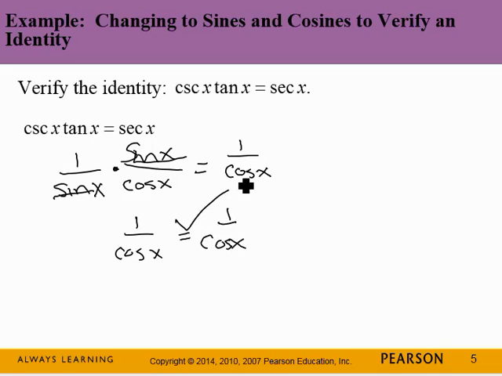So this is verified. That's all you're doing. You're going to replace different things. So you replaced your cosecant with 1 over sine, and your tangent as sine over cosine, and you replaced your secant with 1 over cosine, and then just simplified it.